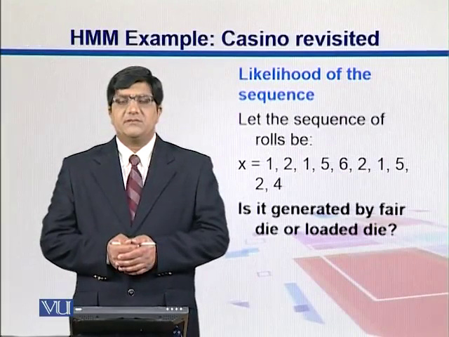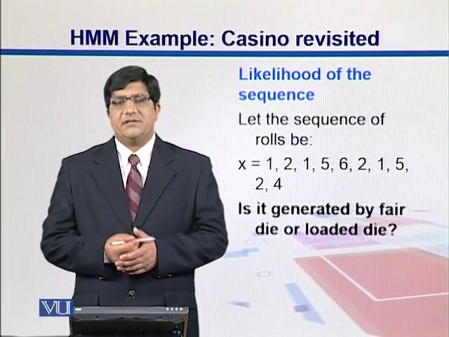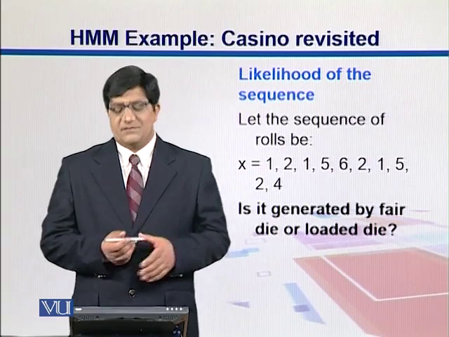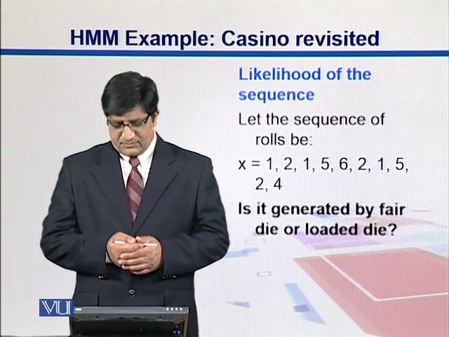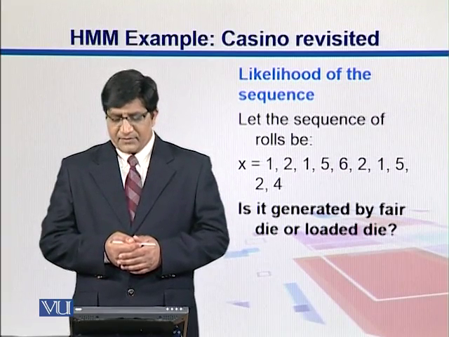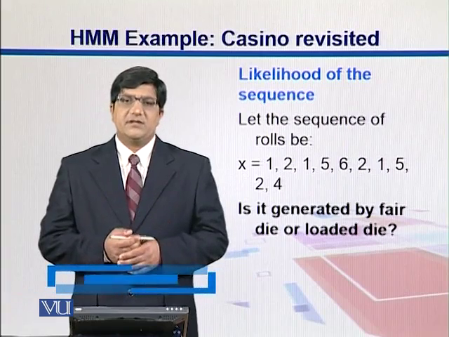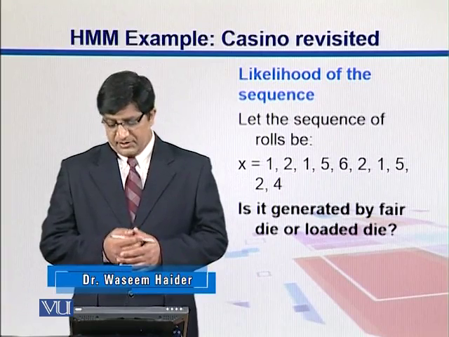Let's look into the casino example one more time, since we know Viterbi, since we know HMM. So let's see how we can get the likelihood of a sequence of rolls. Let's have a sequence of rolls, x = 1 2 1 5 6 2 1 5 2 4. And for the whole sequence, we are interested in whether it's coming from a fair die or from a loaded die.